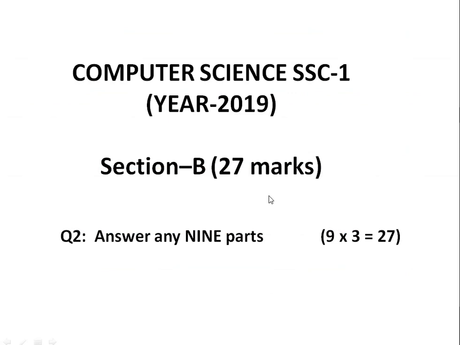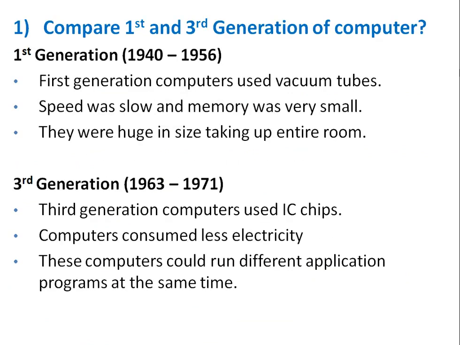Today I am going to explain you Computer Science SSC Part 1 Year 2019 question paper. Section B 27 marks. Question number 2 answer any 9 parts. First question is compare first and third generations of computer.